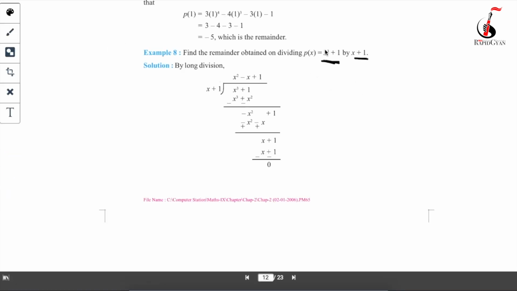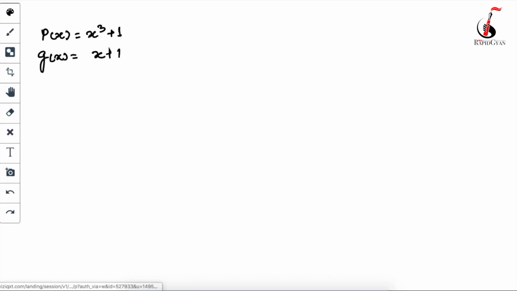So px was your x cube plus 1, and your gx was x plus 1. So it's x cube plus 1 divided by x plus 1. This we will have to divide. The first step is to write these two polynomials in standard form. Here they are already in standard form. So now I am going to divide x cube plus 1 by x plus 1.